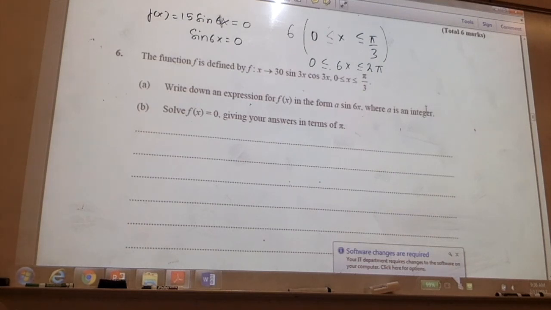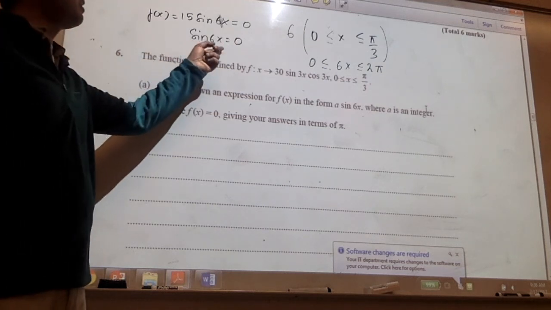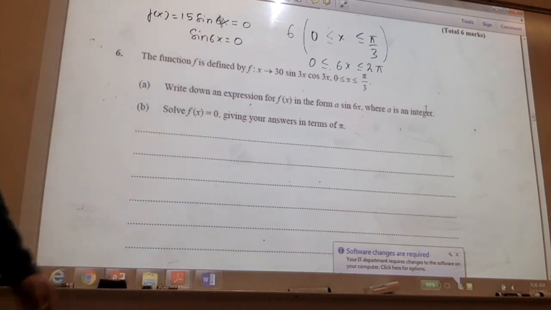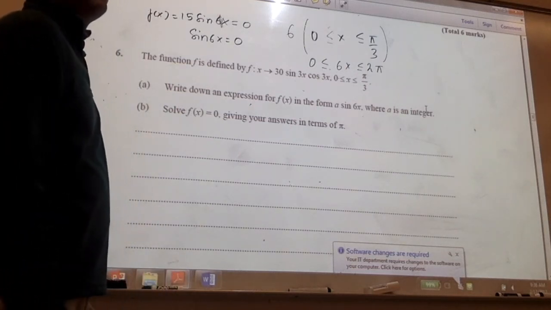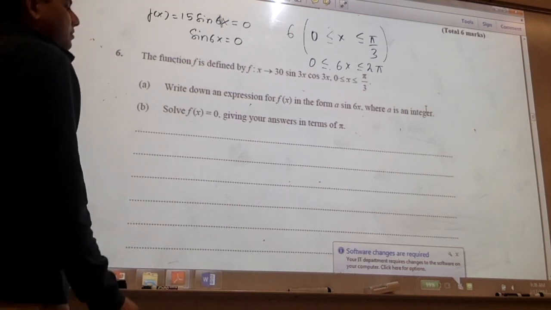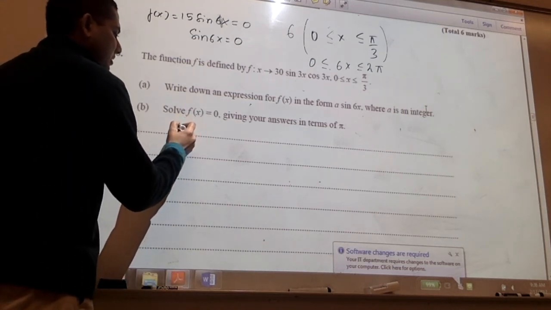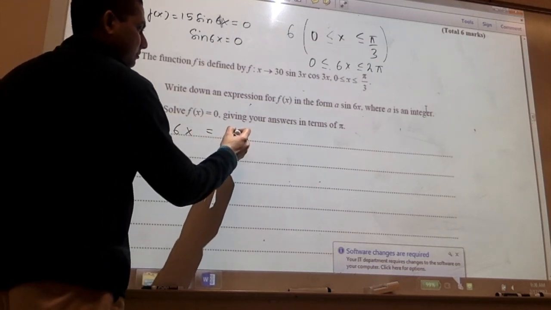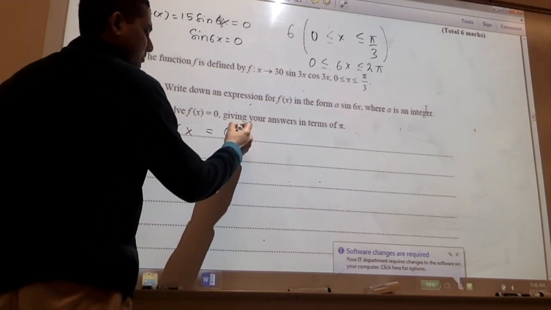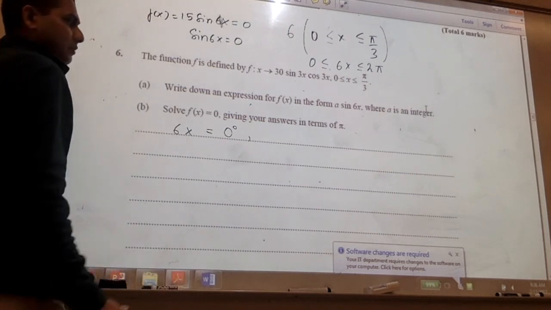Okay, now we are good to find the values of 6x. So now sine theta is equal to 0. What are the values of theta on the unit circle which would give me 0? One is 6x equal to 0. What else? 0 degrees, 180 degrees, 360 degrees.